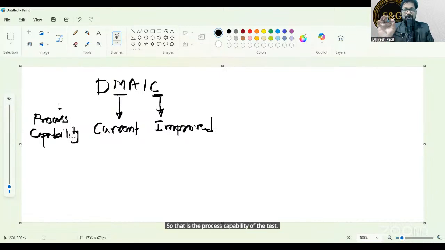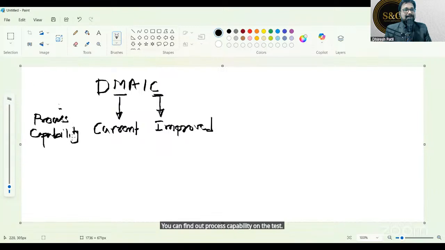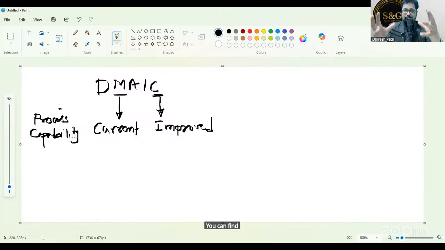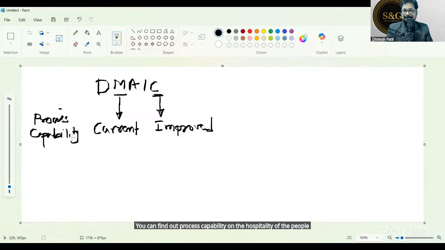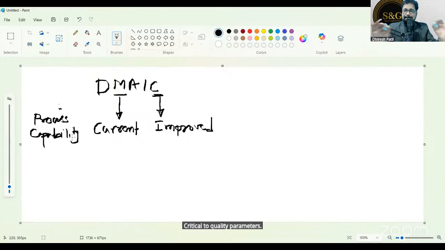The first example was on the delivery time. Ability to deliver within time. You can find out process capability on the delivery time. You can find out process capability on the taste. You can find out process capability on the hygiene. You can find out process capability on the hospitality of the people. Let's say there is a restaurant, you can find out process capability on hospitality also. So all these parameters are called critical to quality parameters. So process capability can be found out in each parameter separately.